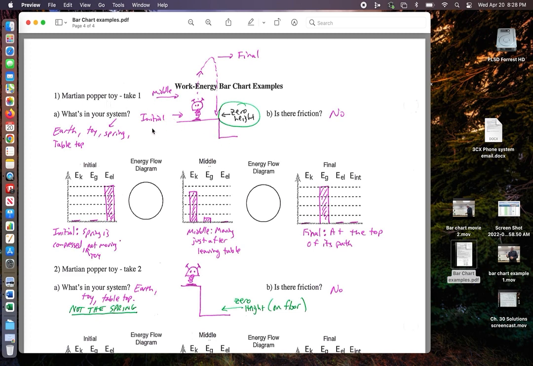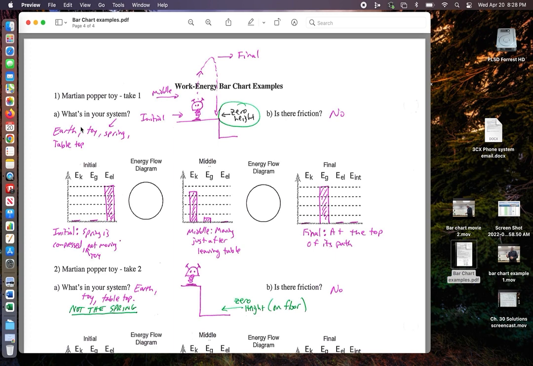And the initial condition is where the spring that was attached to the toy was compressed and the toy wasn't moving yet. The second condition, or the middle condition, is when the spring popped up and the toy was moving just after it left the table. And the final condition was the toy was at the very top of its path. So initial condition here, middle condition here, final condition here. We defined zero height to be at the tabletop in this example.